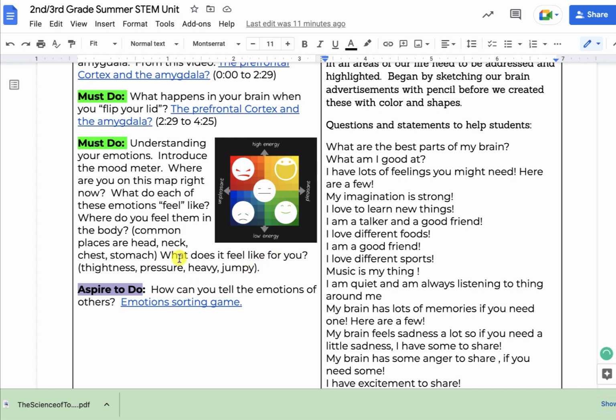And then getting them to start to connect in with their feelings, their physical feelings in their body. So you might ask them things like, oh, well, when you're angry, where do you feel that in your body? What does it feel like? Just to get them to start talking about that.